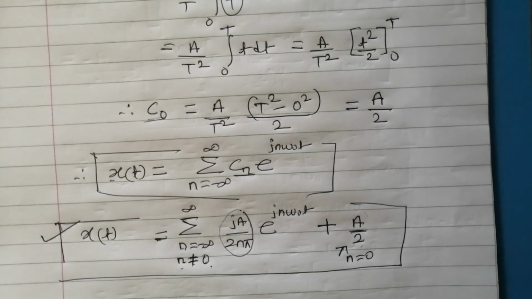We can find the Fourier series for this given x of t by using trigonometric Fourier series also. But in that case, suppose it is mentioned in the question that we have to find the trigonometric Fourier series, then we are bound to find a naught, an, bn.